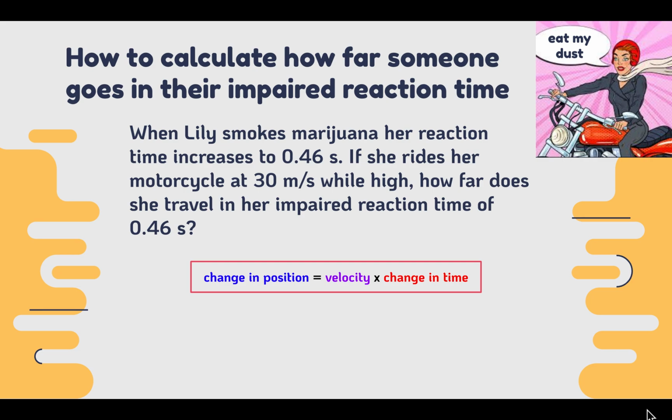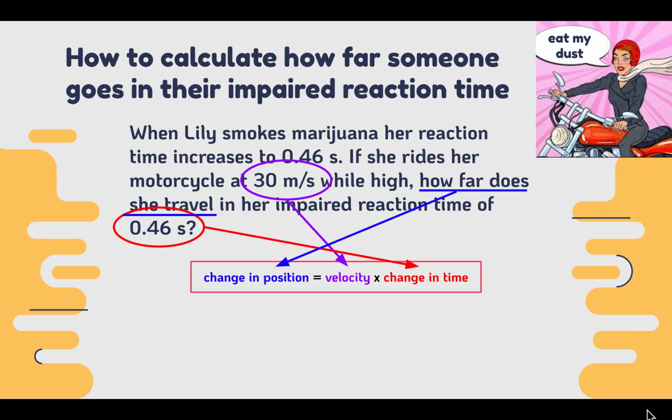Now this actually looks really similar. We're asking how far does she travel, or how many meters her position changes by. We are given a velocity, how many meters per second she's going, how fast she's going. And we're also given a change in time. It's just a new reaction time, but it's still a change in time. That's how many seconds passed, 0.46 seconds.